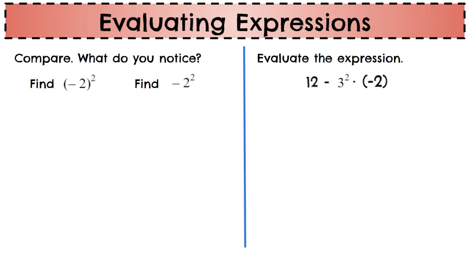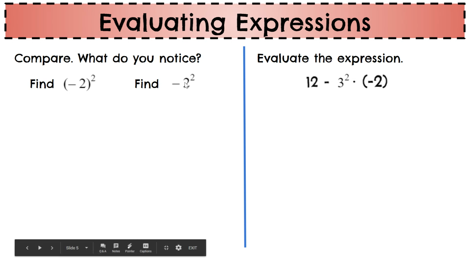Then we get to evaluating expressions. There's a little bit of difference between negative 2 being in parentheses squared and negative 2 being squared. For the first one, because negative 2 is in parentheses, it means that negative 2 itself is being multiplied by itself. So negative 2 times negative 2, which gives me an answer of positive 4.